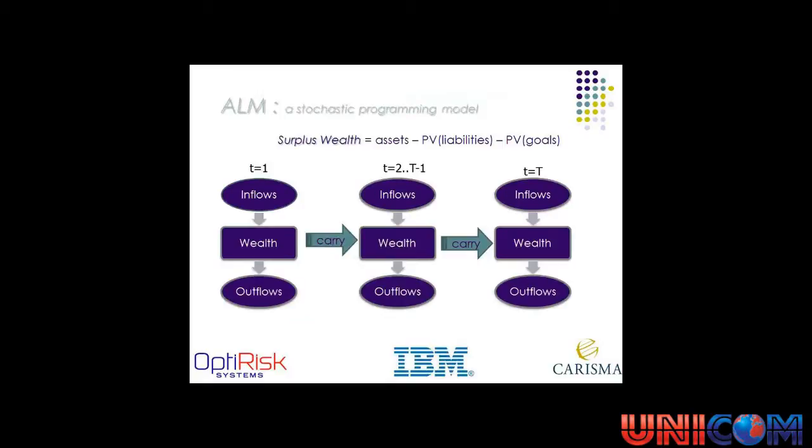So back to the cash flows. As you know, in finance, cash flow is king. So we look at inflows, adding to the wealth of the pension fund, and the outflows, as we show in one shot, and now this takes place over time. Possibly one of the objectives could be to maximize surplus wealth, which is assets minus the present value of liabilities minus the present value of goals.